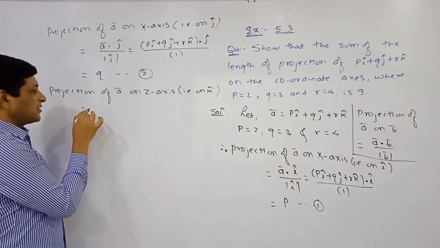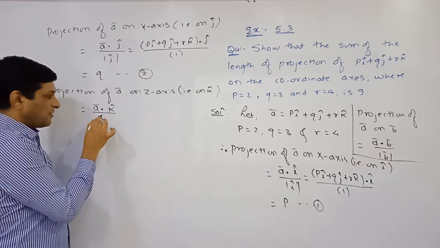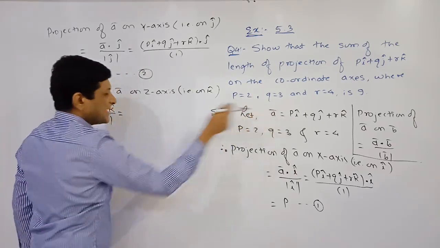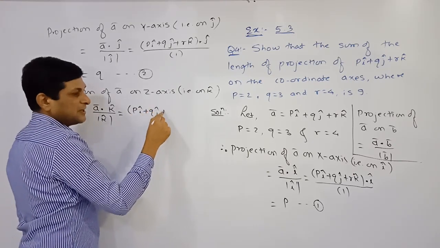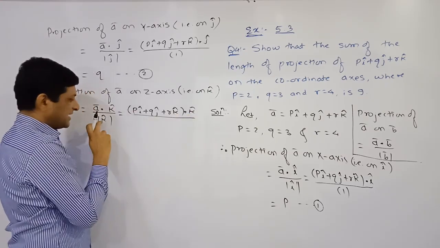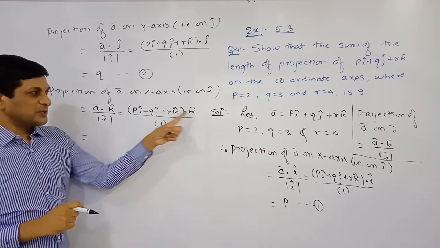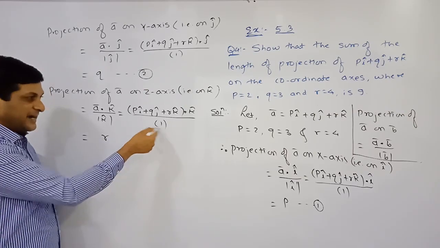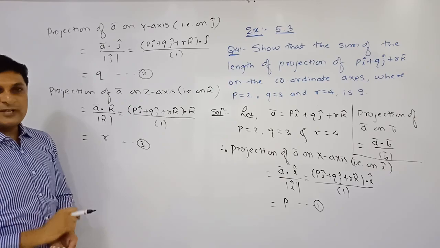So according to this formula, its projection is A bar dot K cap upon the magnitude of K cap, which is equal to, substitute the value of A bar. Again, the value of A bar is nothing but P I cap plus Q J cap plus R K cap dot K cap, keep it as it is, divided by the magnitude of this vector, which will be equal to 1. Now here the product of the coefficient of K cap will be equal to R and the remaining terms will become 0, divided by 1. Not necessary to write 1 in the denominator. Let us denote this result by equation number 3.